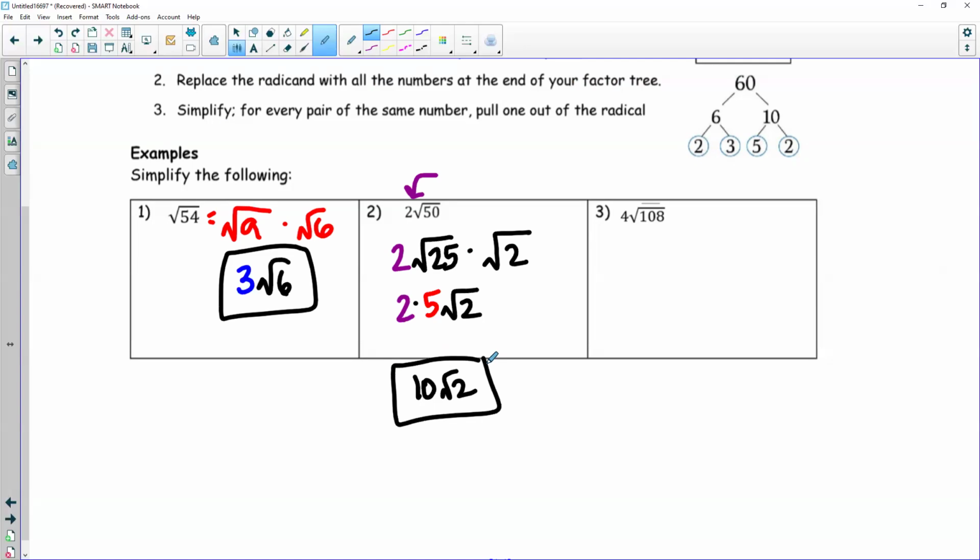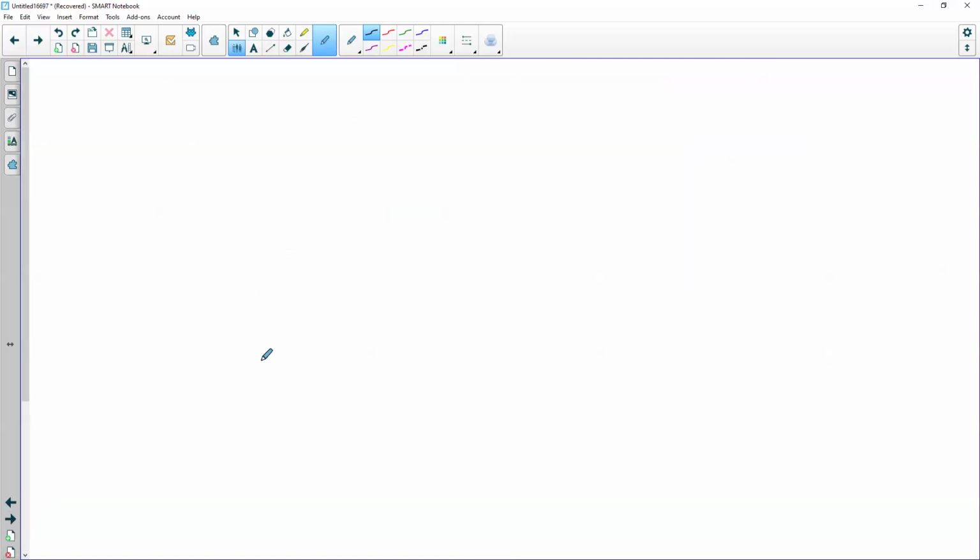Now, I do want to show you an instance where this method might not work, and I'm just going to make a number up here. Let's say, for example, that you're asked to find the square root of something like 448. At least for me, off the top of my head, I can't think of what numbers can multiply to give me 448 where one of them is a perfect square.